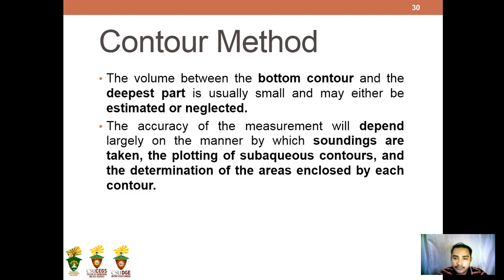The volume between the bottom contour and the deepest part is usually small and may either be estimated or neglected. So at the very bottom part, the area can be neglected since it does not matter much, because it is small, like it tapers to a point. And the accuracy of the measurement will depend largely on the manner in which soundings are taken. The important part is when you take soundings, if you miss significant changes in elevation, that will affect your estimation or determination of your volume. Also, by plotting the subaqueous contours and determining the areas enclosed by each contour, that is where the accuracy matters.